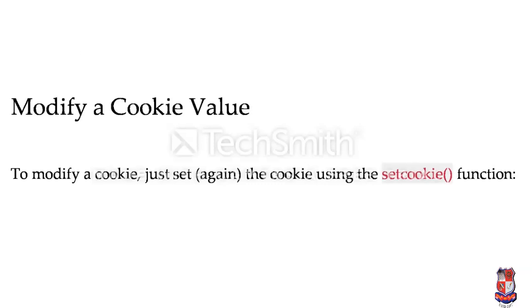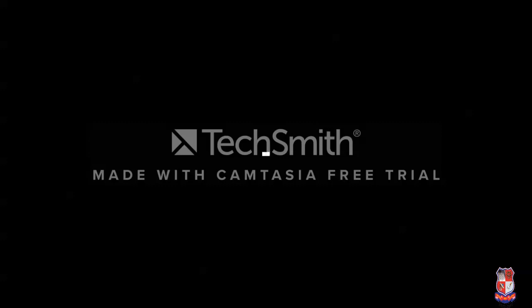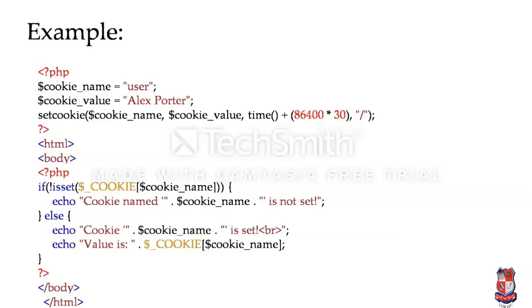Now we are accessing the cookies, to get the values of cookies. Now we want to change the value of the cookie, or the information in the cookie. So again we have to use setcookie and then the name of the cookie that we want to change and then the new value. I want to give the new value as Alex Potter.